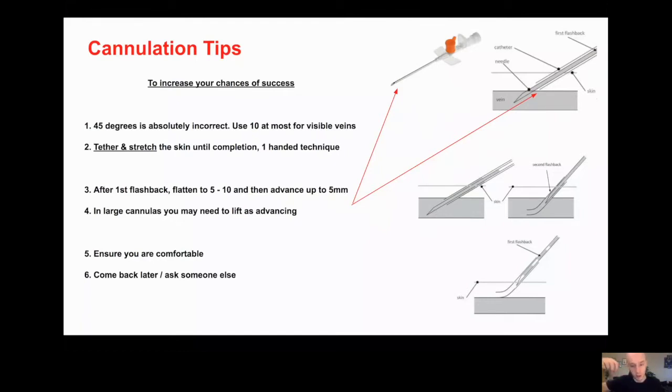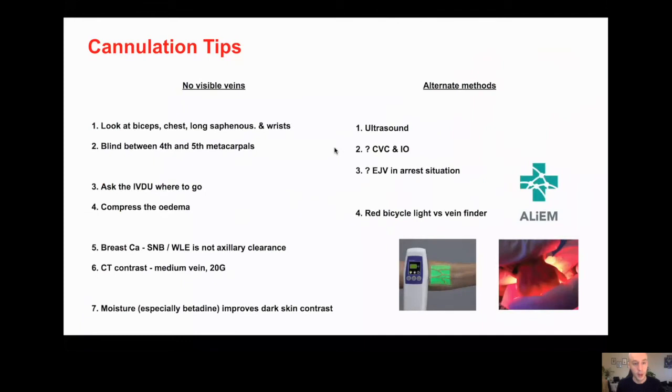So what you can actually do in order to advance and get all of that needle and plastic hub in is actually try and lift up a big vein with the orange cannula, and you won't come out the top of it. You manage to slide the whole thing in, which is pretty cool. All right. Other tips, if you can't see a vein, you can look in other places.